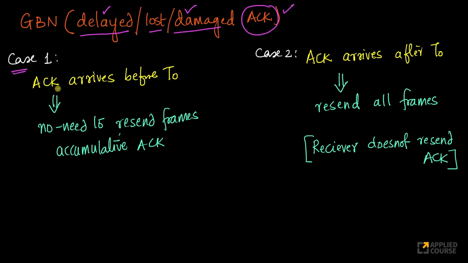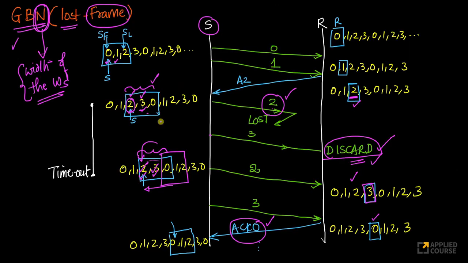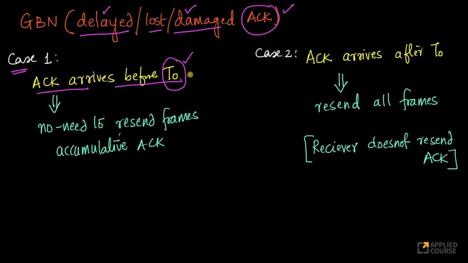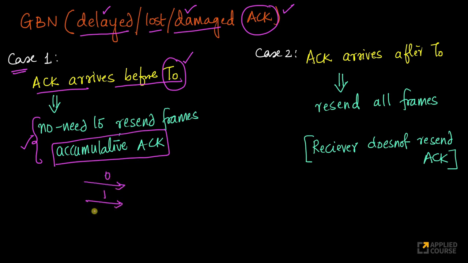Case 1 is the acknowledgement arrives delayed, but it arrives before timeout. Let's assume it arrives before timeout. If I get an acknowledgement before timeout, then what happens? There is no need to resend any frames because we have cumulative acknowledgement. Let's assume I have sent frame 0, frame 1, frame 2. Let's assume the acknowledgement from this side got delayed, and we reached here.